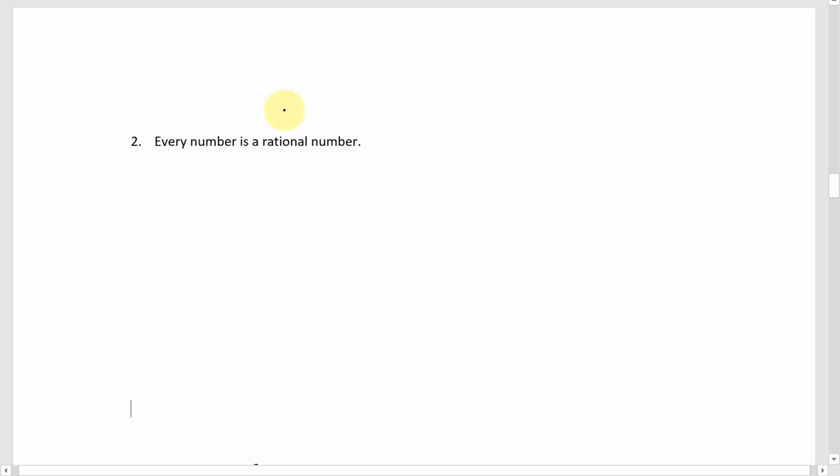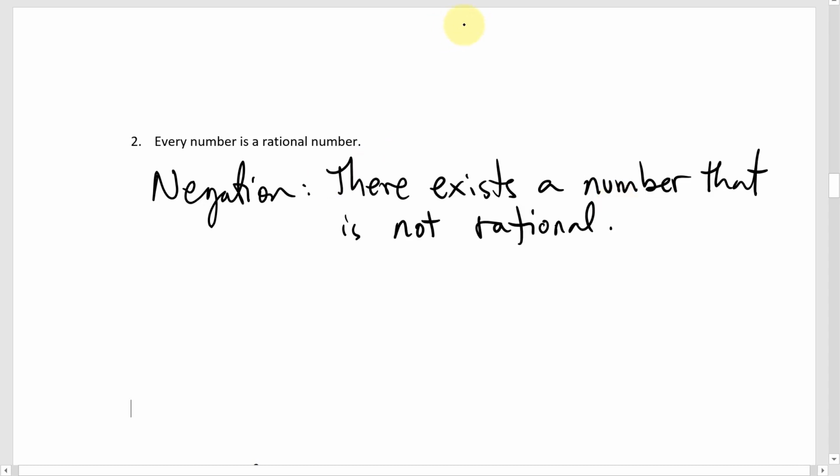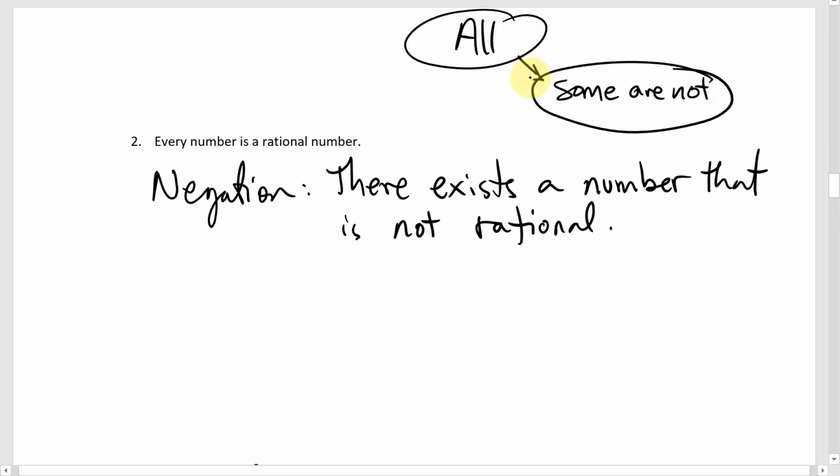So here's another universal statement. Every number is a rational number. So a negation would be there exists a number that is not rational. I did this in a previous video, but there's some rules about how to do negation. A negation of all is some are not, or at least one is not. So these are negations of each other. A negation of none is some, or at least one.